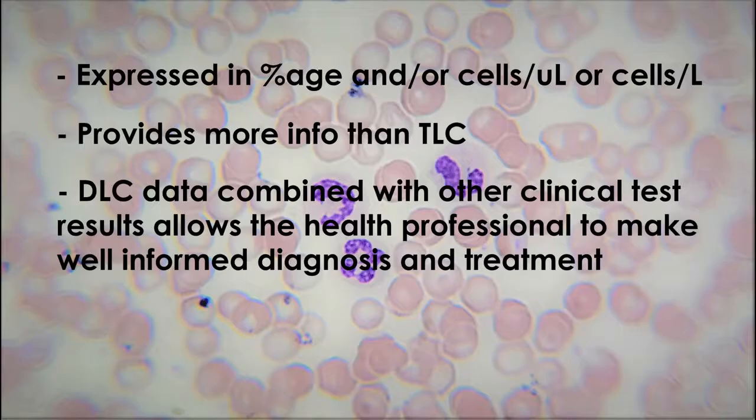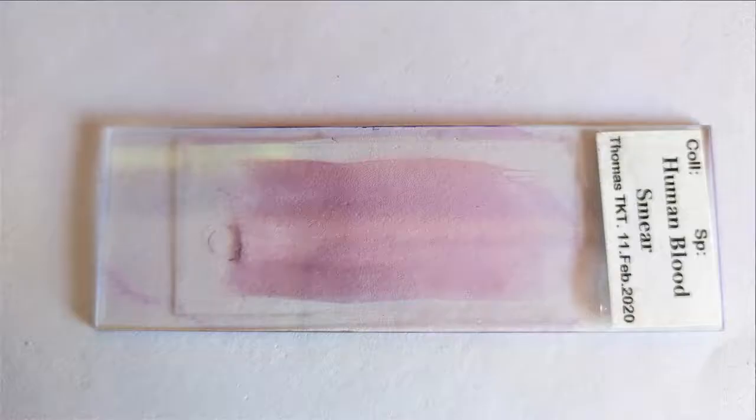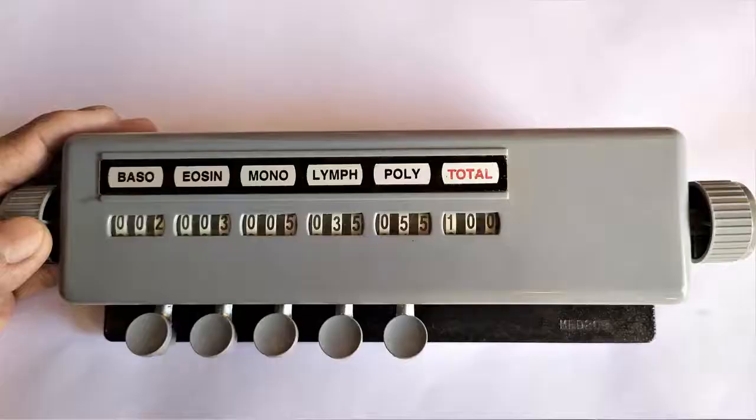All that is required to perform a DLC are a compound light microscope and a thin stained peripheral blood smear of the patient's blood sample, along with a pen and paper. Additionally, a blood cell counter may be used if available.